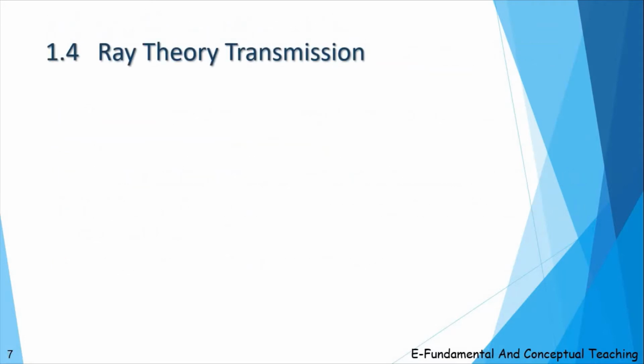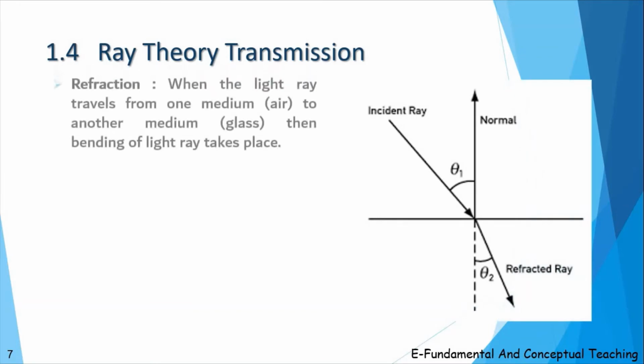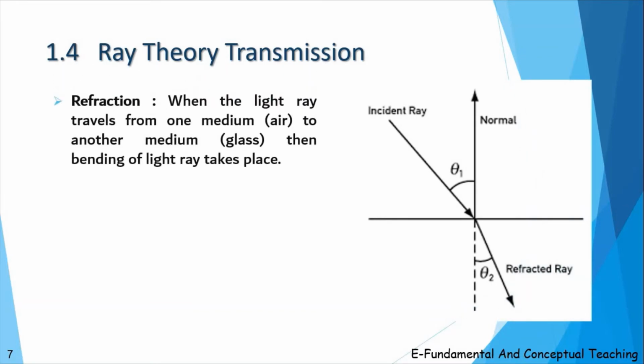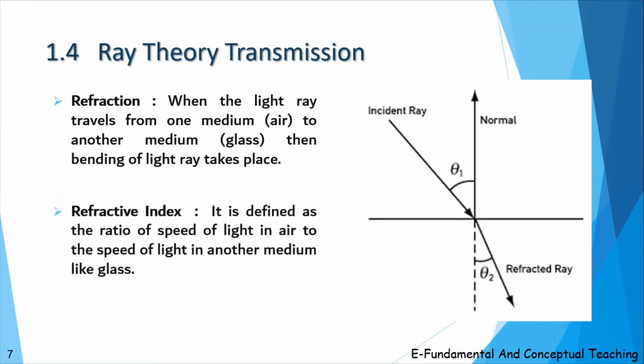Ray theory of transmission. Refraction. When the light ray travels from one medium to another medium like glass, then bending of light ray takes place. Refractive index is defined as the ratio of speed of light in air to the speed of light in another medium like glass. Therefore, refractive index is defined as N is equals to C by V, where C is speed of light in air and V is speed of light in another medium.